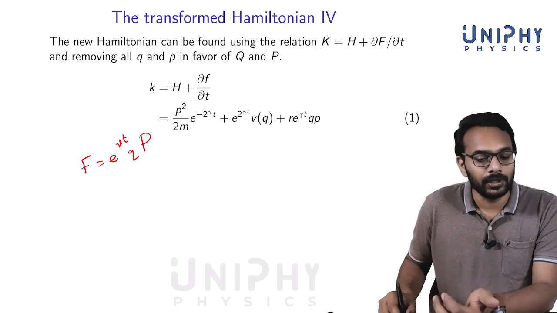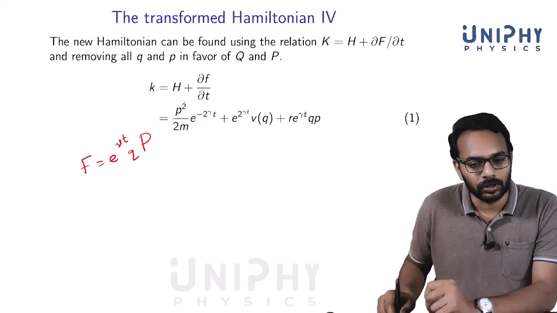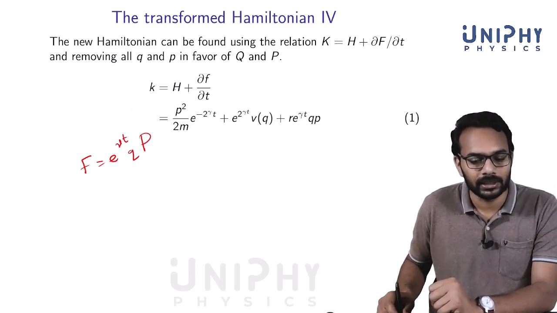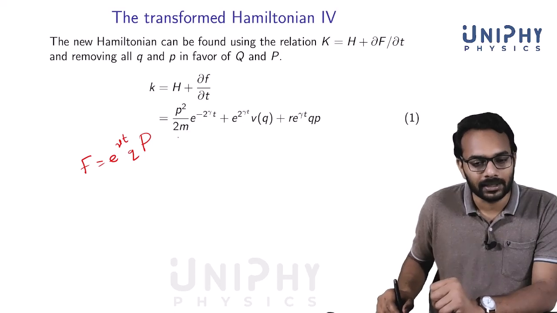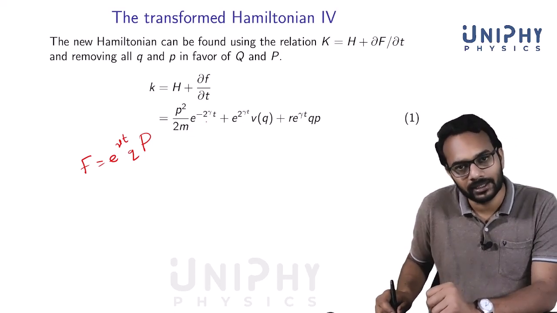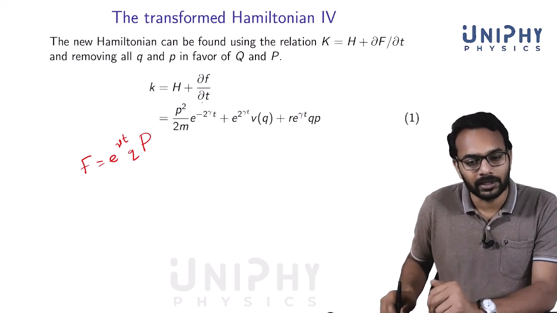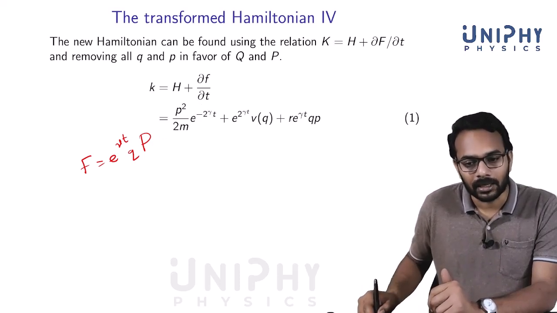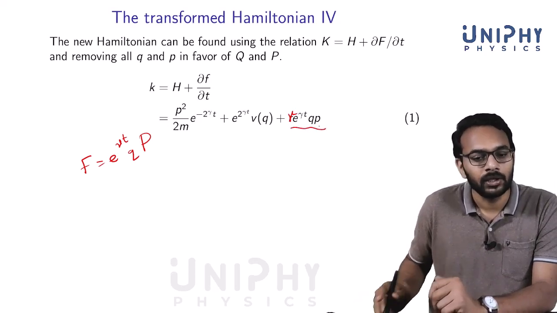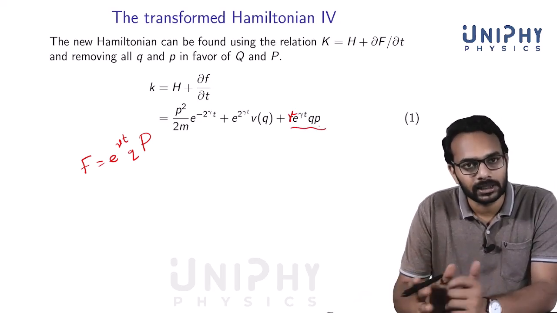Now we know that K is equal to H plus ∂F/∂t. So what's ∂F/∂t here? H we already wrote down: p²/2m e^(−2γt) plus e^(2γt) V(q). And what's ∂F/∂t here? It's simply a γ here: γ e^(γt) multiplied by q P. That's ∂F/∂t.